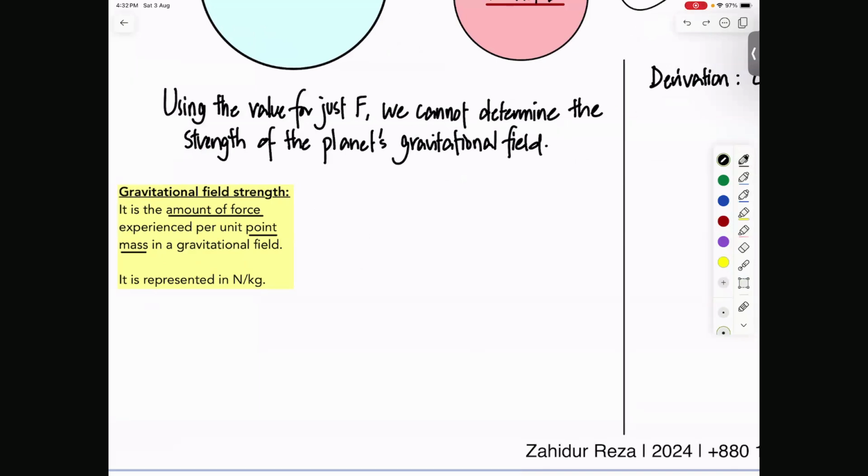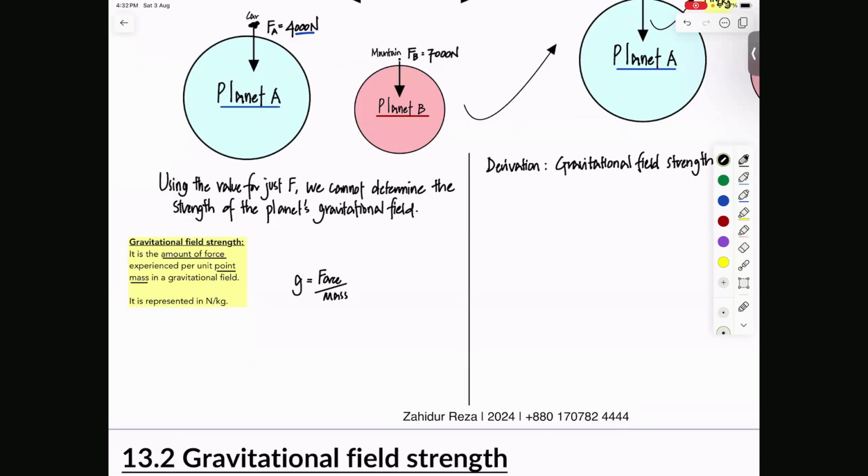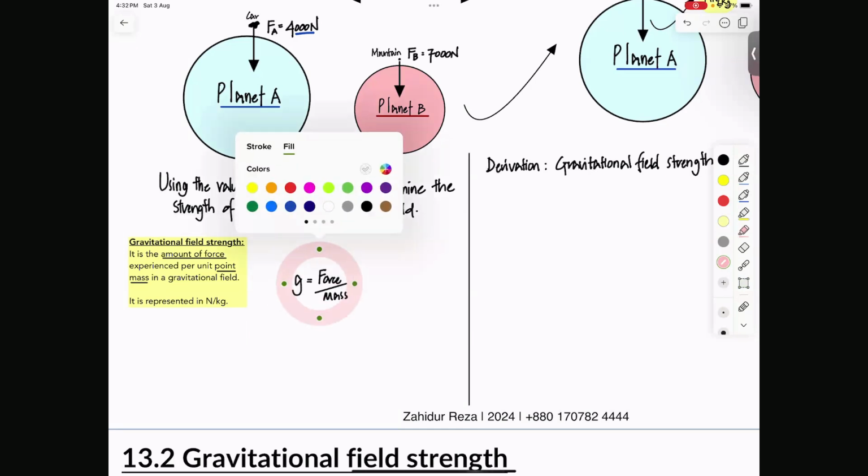Small g is the gravitational field strength symbol. So what could the formula be? Yes, it's force by mass. Very good. Force by mass, because it's the amount of force exerted per unit point mass or mass, right? So this is the formula. So we will work with this. This, by the way, is a formula for gravitational field strength, a generic formula. And anytime you find gravitational field strength, this is the formula you use.